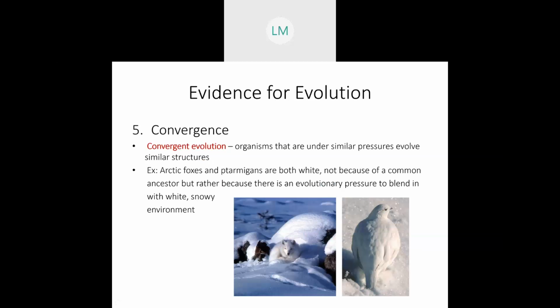So convergent evolution is where we have organisms that are under similar pressures, environmental pressures, predator pressures, whatever it may be. And because of those pressures, they evolve structures that are similar. So if we think about Arctic foxes and ptarmigans, that's this bird over here, both of these are white. This has nothing to do with the fact that they share a common ancestor, but they both live in the Arctic and it's white. So it's beneficial for them to also be white, right? They can hide in this white, snowy environment if they are also colored white. So they don't necessarily share a common ancestor that was white and now they're both white. It was this evolutionary pressure that caused them to evolve similar structures.